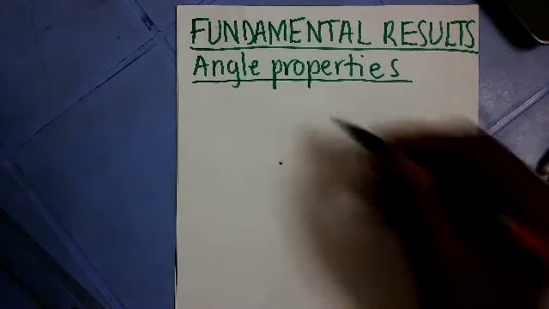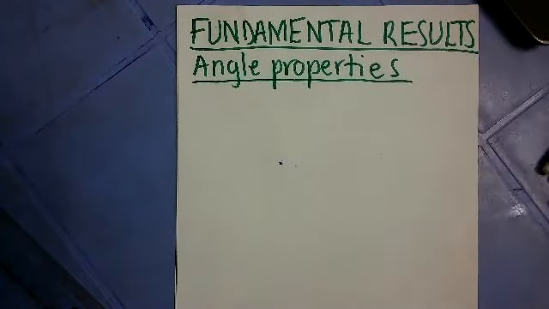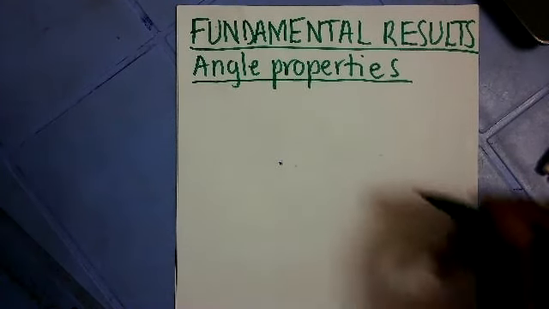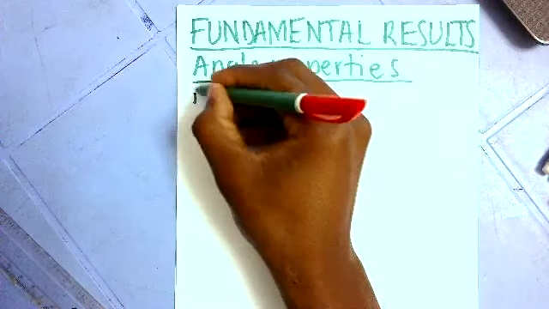We are looking at fundamental results, and when we talk about fundamental results, we are talking about the properties of angles. So in short, we are looking at the angle properties. We have got a number of properties. Some of them, we have seen them before, and some of them will be new to you. However, we have to look at them one by one.